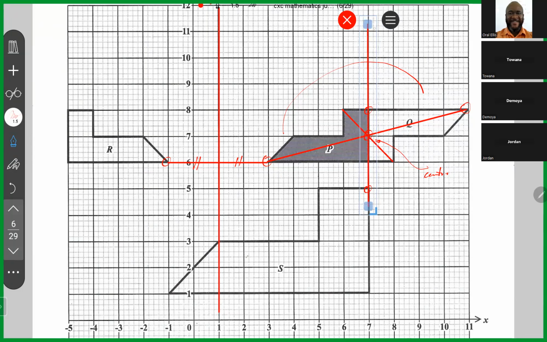All right, so that's straight line number 1. To identify the center of an enlargement, you have to draw two straight lines through corresponding points on the object and the image. Now, this point here corresponds to this point. There are corresponding points on the object and the image. So I'm going to draw a straight line through both of them. Now, anywhere the two straight lines meet, that is my center of enlargement.